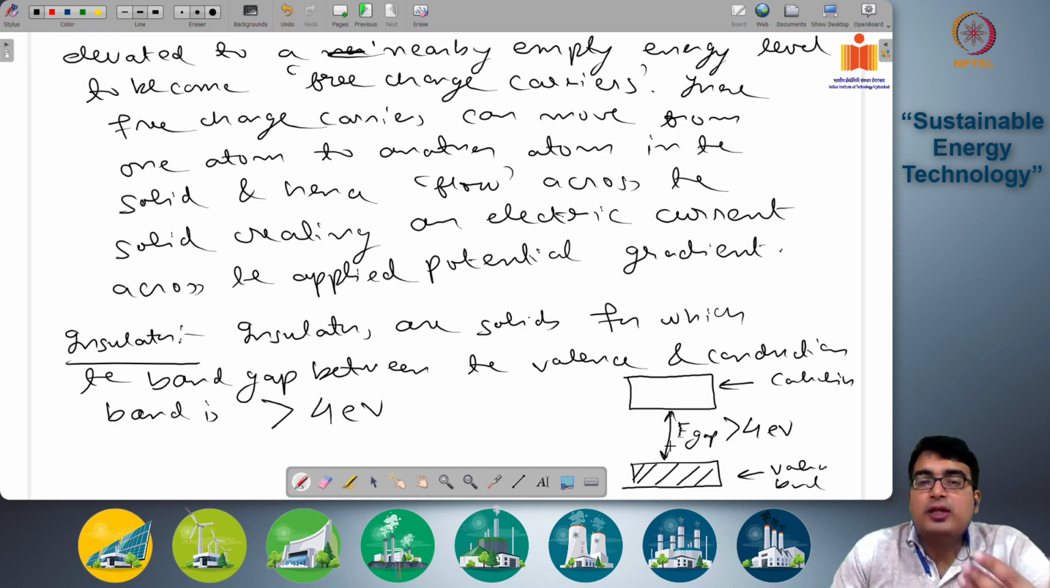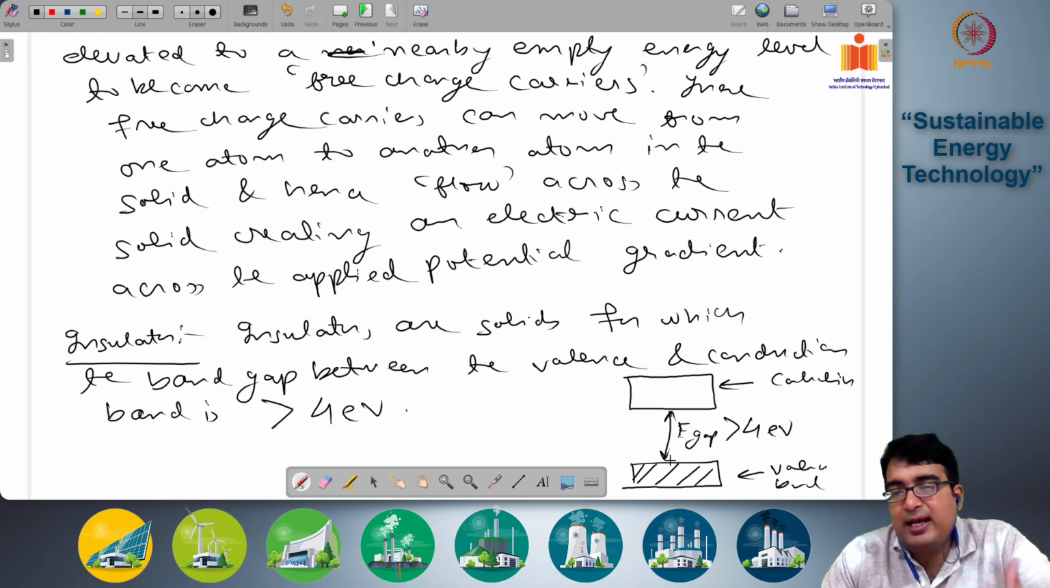Okay, so in this case, even at higher temperatures, and with even high potential gradients, there just isn't enough energy for any electron to move across this large energy jump and go to the conduction band. So even at high temperatures, there are very few electrons that can actually be found in the conduction band. Unlike in the conductor, where even at 0 kelvins, you have a lot of electrons in the conduction band. Okay.